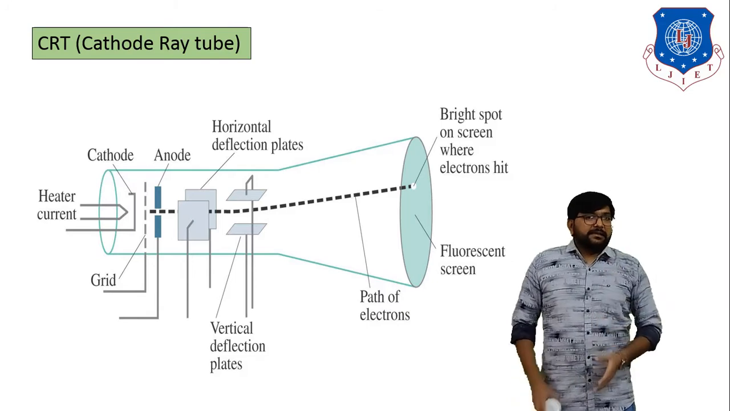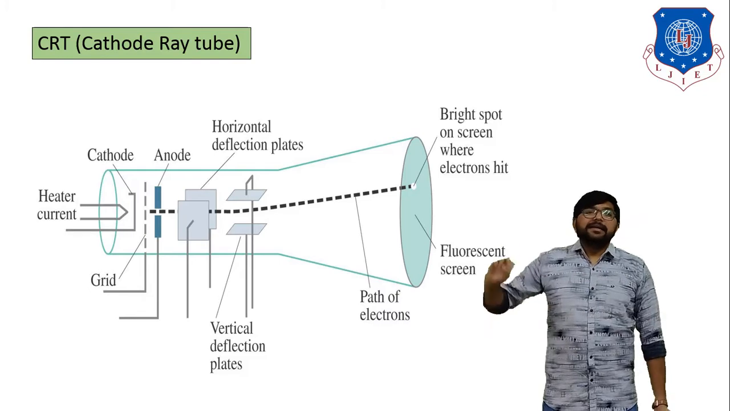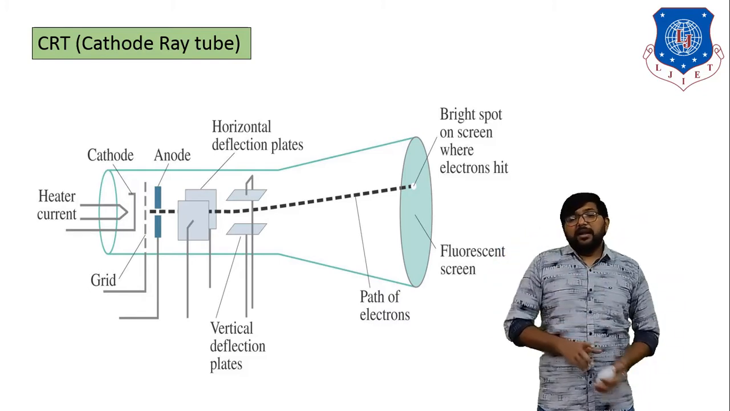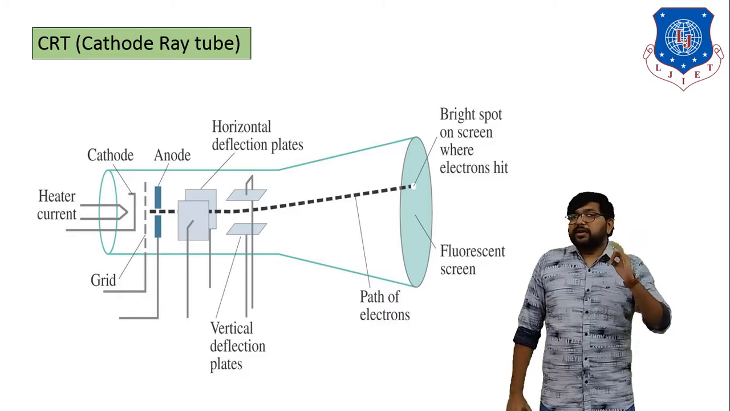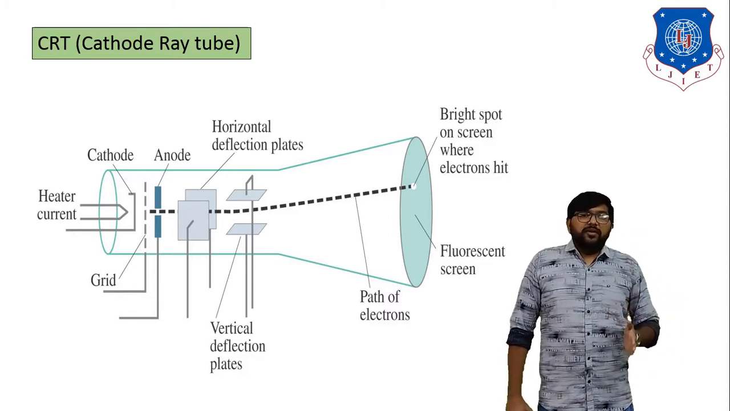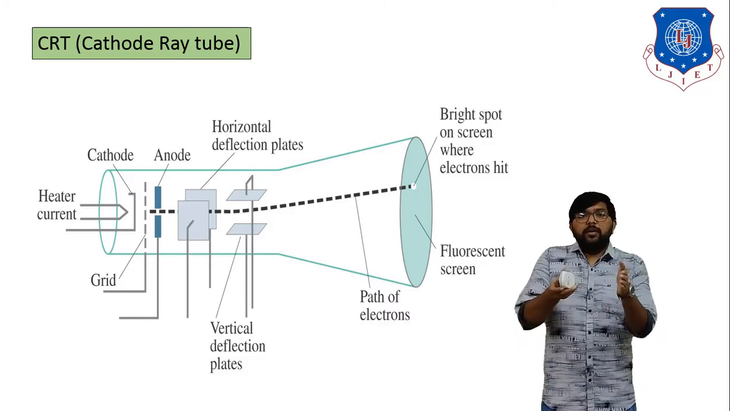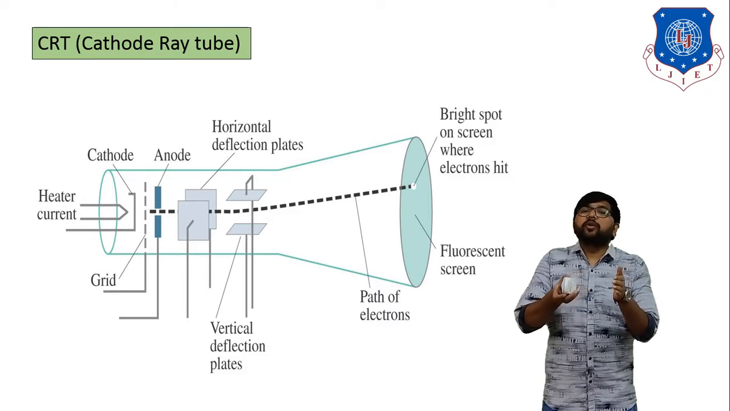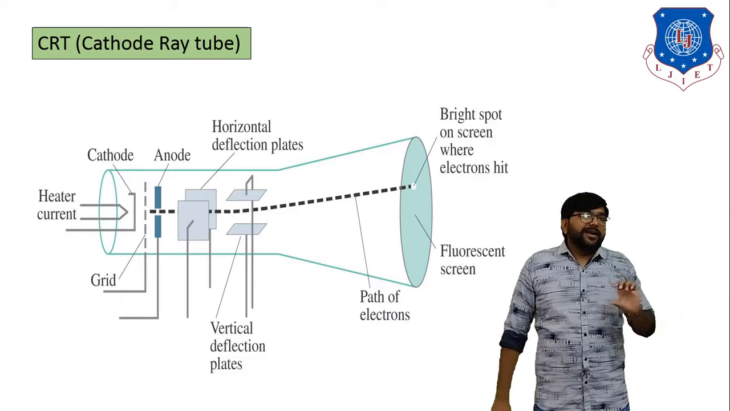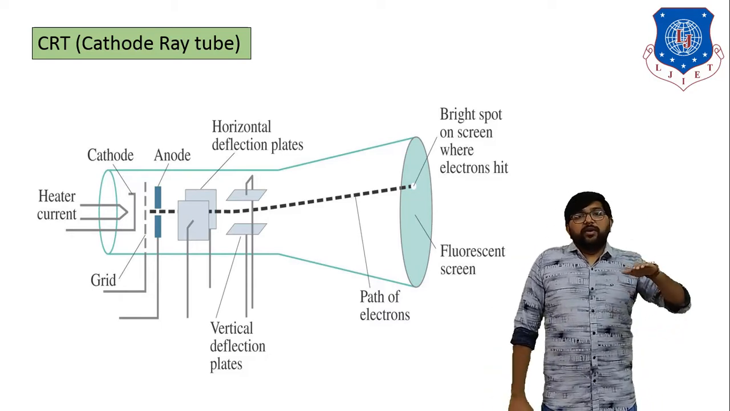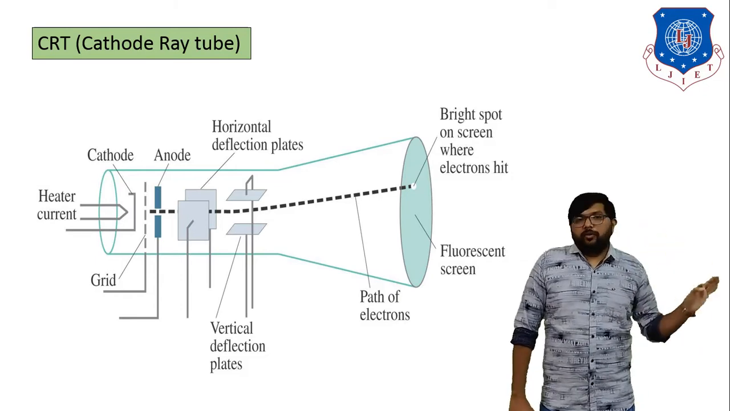So in this system there are two deflection plates. First one, that is the horizontal deflection plate, second one, that is the vertical deflection plate. So what is the function of a deflection plate? The horizontal deflection plate's function is to control the horizontal movement of the path of the electron beam. And what is the function of the vertical deflection plate? That is to control the vertical path of the electron.